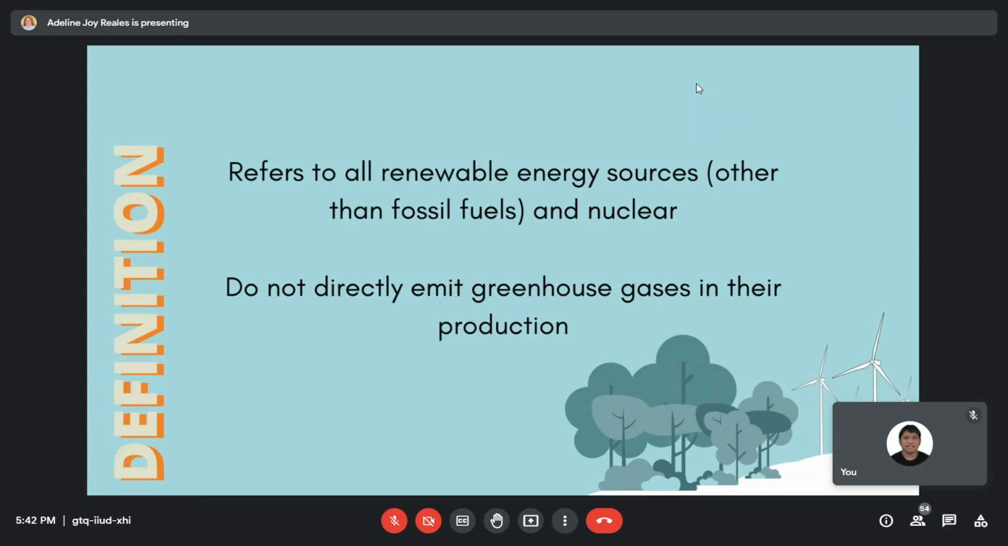These energy resources are looked upon favorably because they do not directly emit greenhouse gases in their production. However, these too, just like other forms of energy, have their own costs, benefits, and trade-offs.